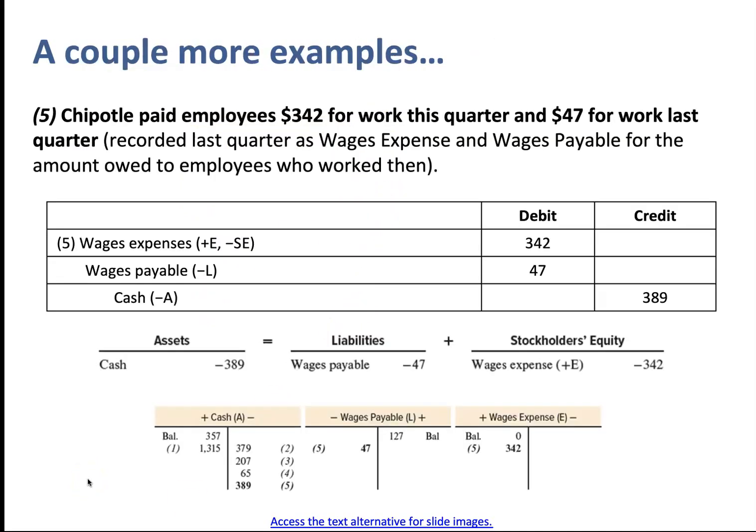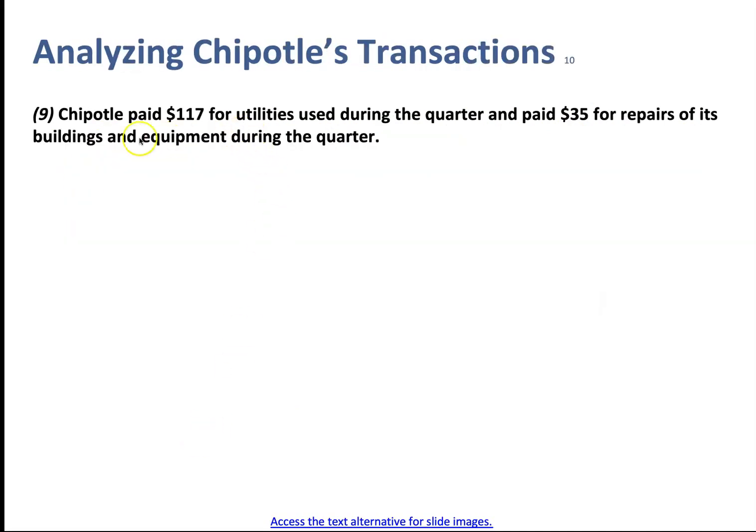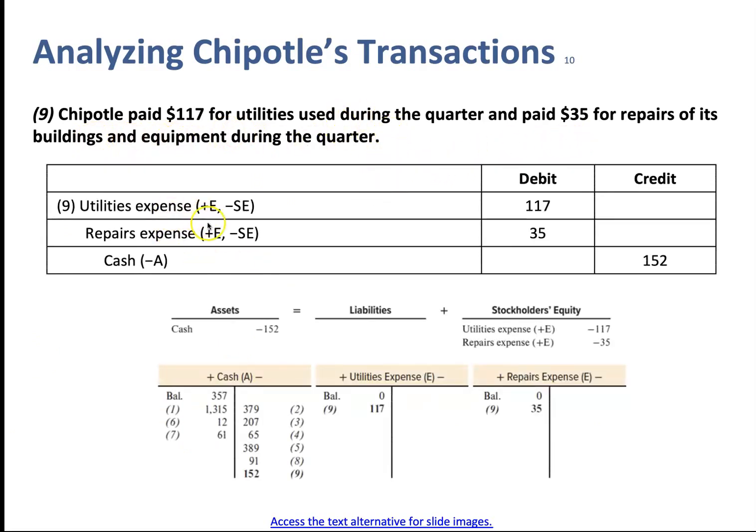So in contrast, I just want to show you what we did a couple slides before when Chipotle paid employees for the work this quarter and $47 for the work last quarter. So now the last quarter part is not an expense because it's not matching the revenue of the current quarter. Instead, the utilities and building equipment repairs are both for the current quarter, so they both should be recorded as expenses. So you would debit utility expense, you would debit repairs expenses.